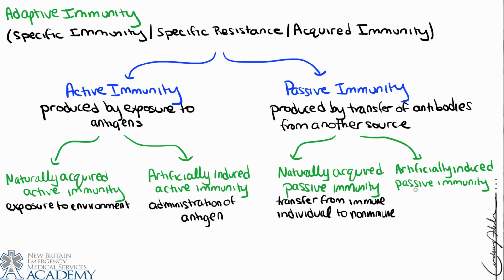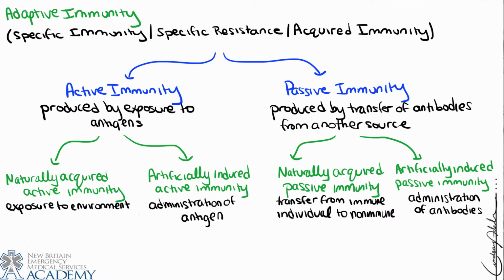And the final example is artificially induced passive immunity. This again is likely going to be in the form of an injection, and we could think of administration of antibodies through an IV, like certain patients who would get IVIG as an example. So that's also passive in the sense that the antibodies are just being administered.